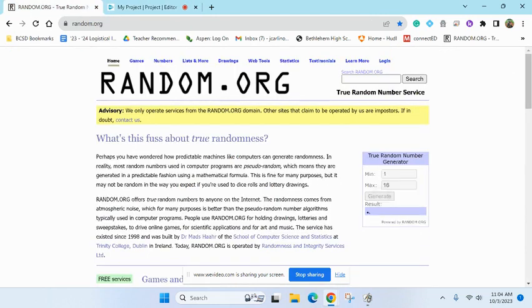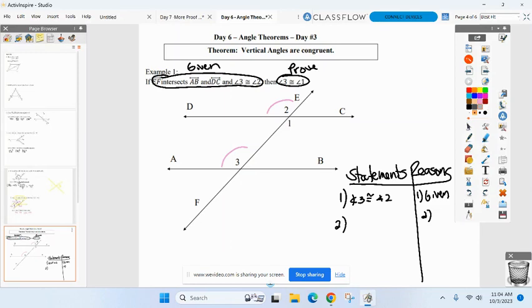Let's start it off right. Josh, which ones? 2 and 1. So if they're vertical, that makes them congruent to each other. I want to be specific here. You do not use definition of vertical. The definition of 2 vertical angles doesn't say they're congruent. The theorem says they're congruent. Vertical angles are congruent.